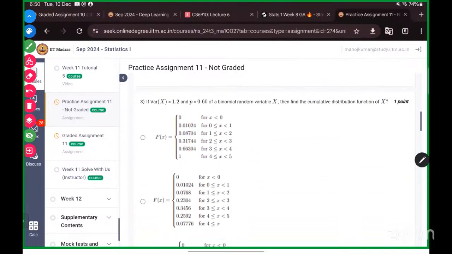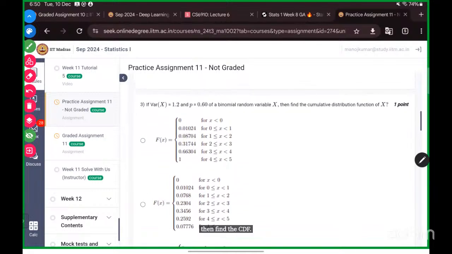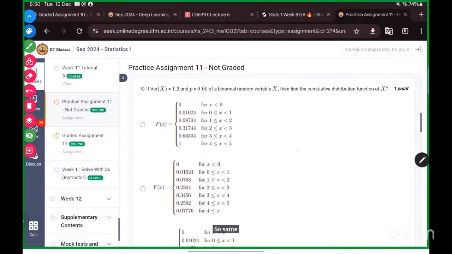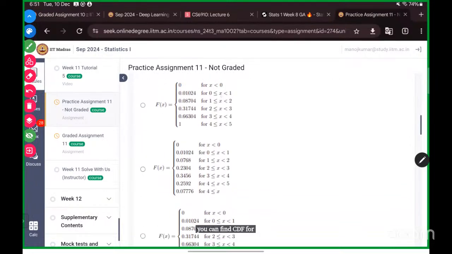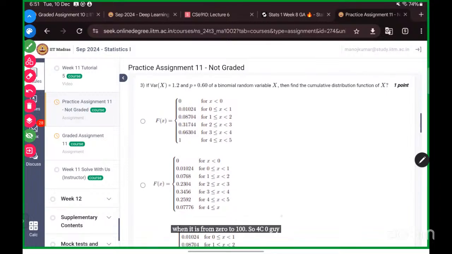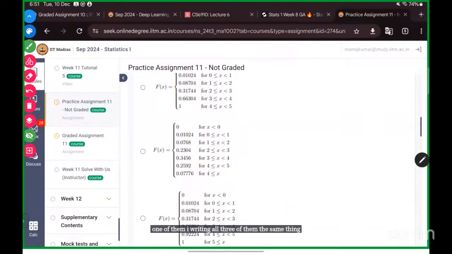The variance is given, probability is given, then find the CDF. So same thing, you can find CDF when it is from 0 to 1, right? So the 4C0 term you can find. Any one of them, or I think all three of them are the same thing, so you don't need to find. I mean, you know that.